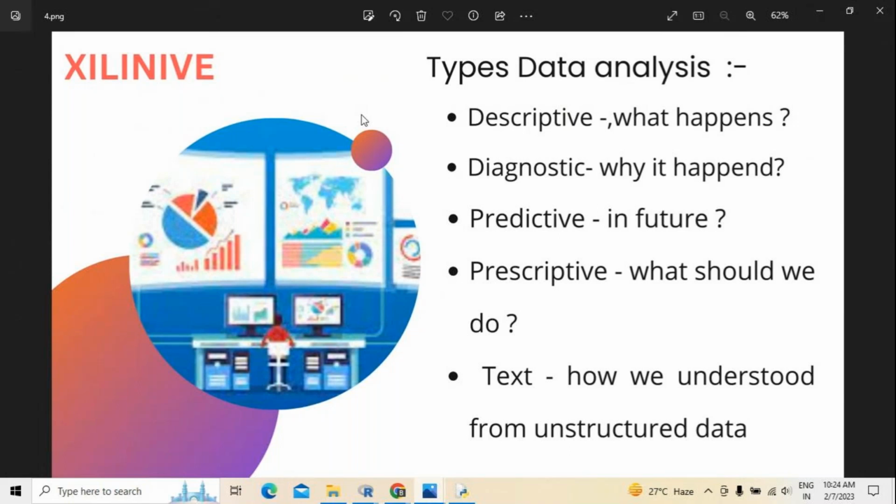Next, last but not least, we call it text analysis. Text analysis means how you are going to understand from unstructured data. For example, there is some unstructured data available in different sources with us. From there, how you gather the text information comes under text analysis.